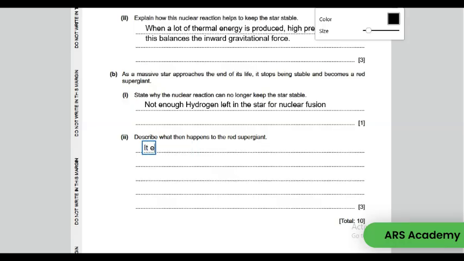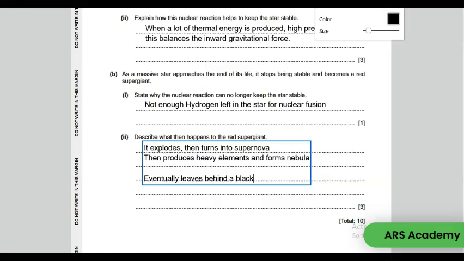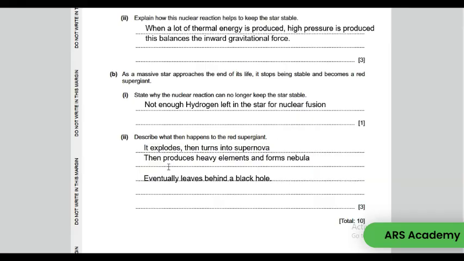And this question is for 3 marks, and you need to remember this sequence of events. So at first, the red supergiant will explode, and then it will turn into a supernova. And then it will produce heavy elements to form a nebula, and then it will eventually leave behind a black hole. So this sequence is very important, and this is an important question.